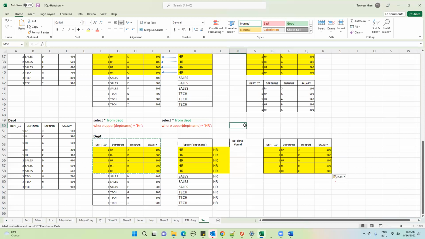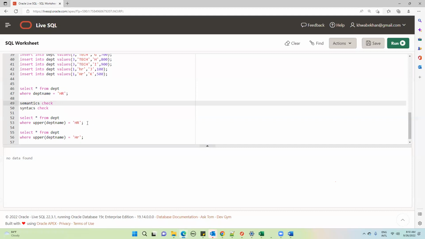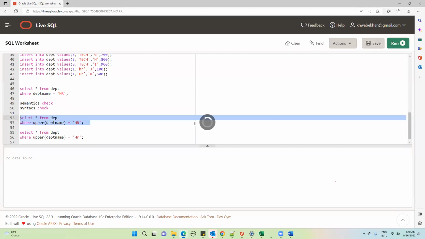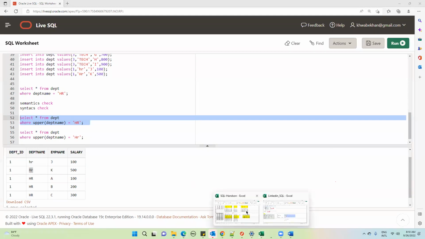Now there is one more question. A few of my students from the previous batch asked it. Tanvir, okay, fine, you are changing this, upper department name is equal to HR. You are telling us it is converted to HR, but still in the output, if I show you the output, why is the department name still coming in lowercase or mixed case? Although you have converted it with upper department name. What is the reason?